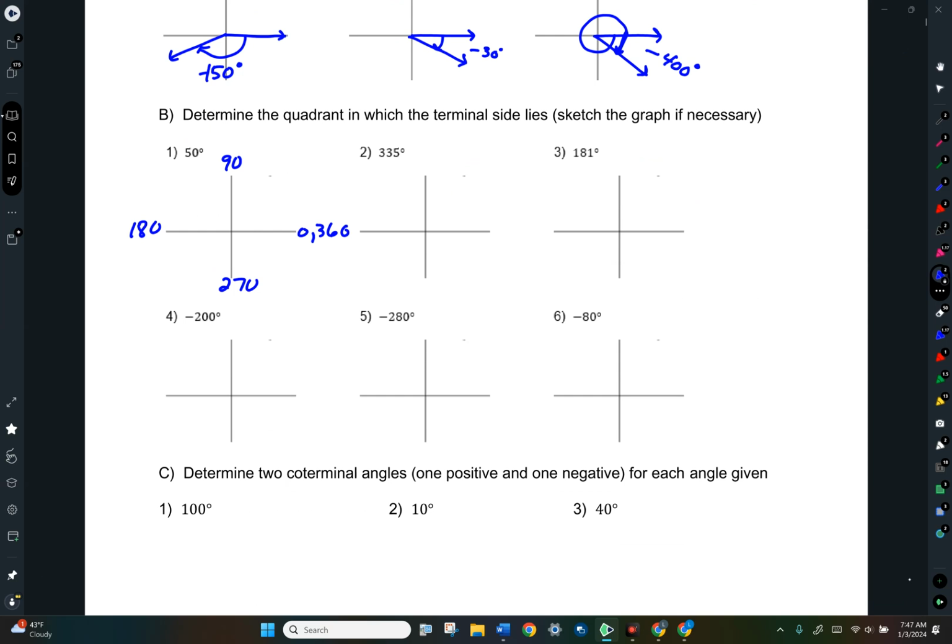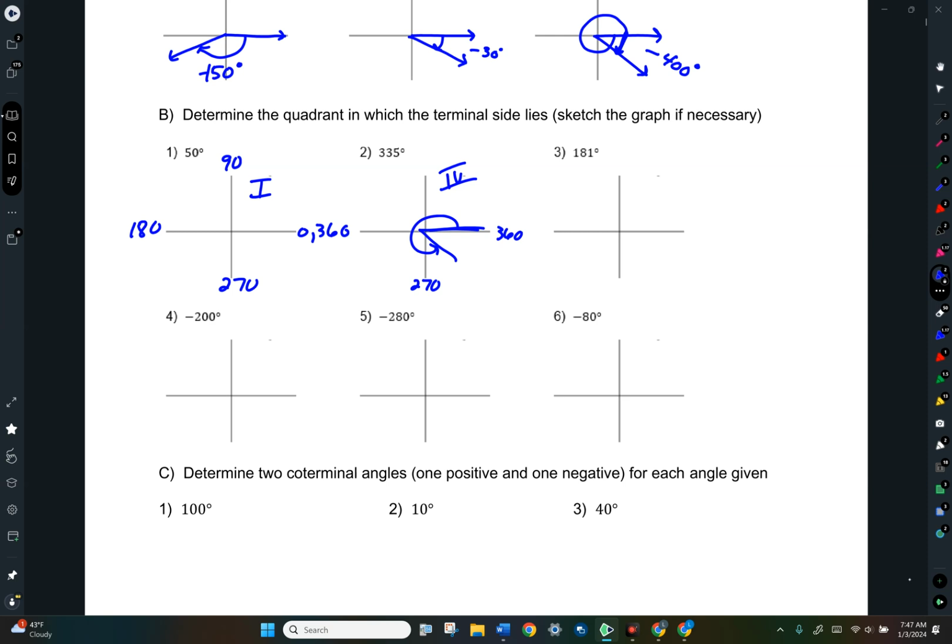If I'm going 50 degrees, I'm still in the first quadrant, right? If I'm going 335, well, I'm going past the 270, but not quite to the 360, so aren't I going to land right down there in the fourth quadrant? So, determine the quadrant in which the terminal side lies. The terminal side is going to land in the fourth quadrant.